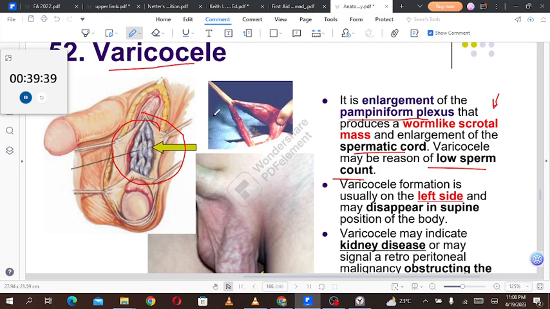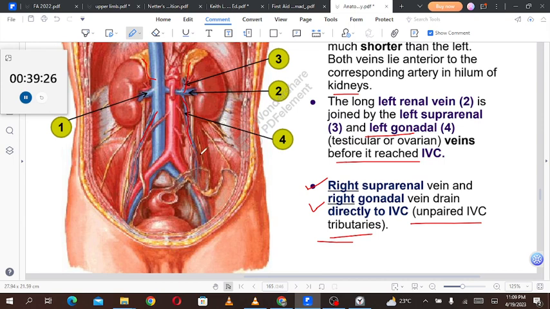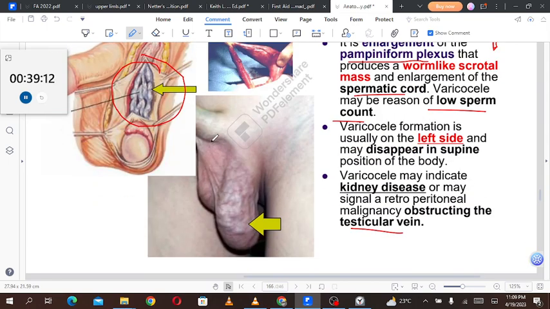Varicocele formation is usually on the left side and may disappear in the supine position of the body. Varicocele may indicate kidney disease or may signal a retroperitoneal malignancy obstructing the testicular vein. Why kidney disease? Because we have just seen that the left gonadal vein drains into the left renal vein. So if any kidney disease or any structure obstructs the flow through the left renal vein, it can cause pooling of blood in the left gonadal vein, and ultimately that will lead to varicocele, as you can see in this picture.